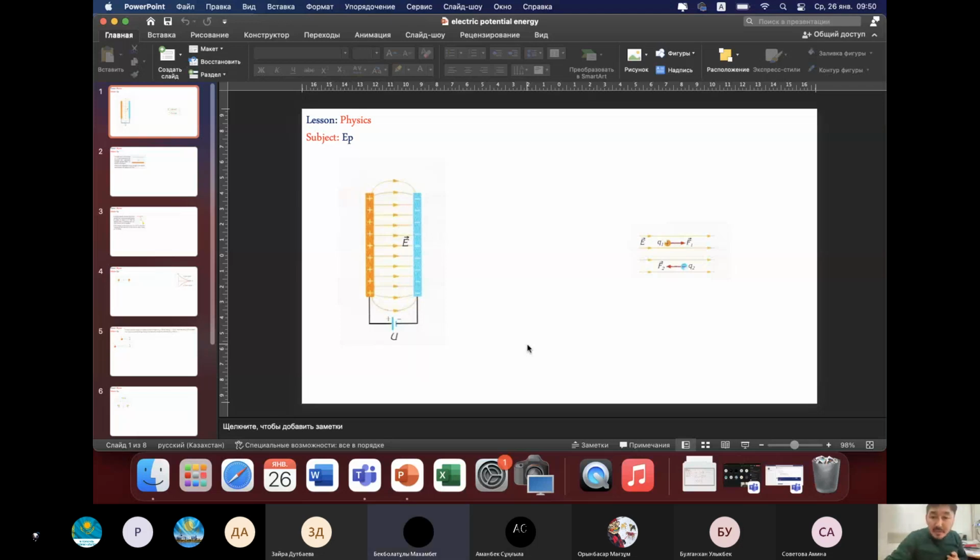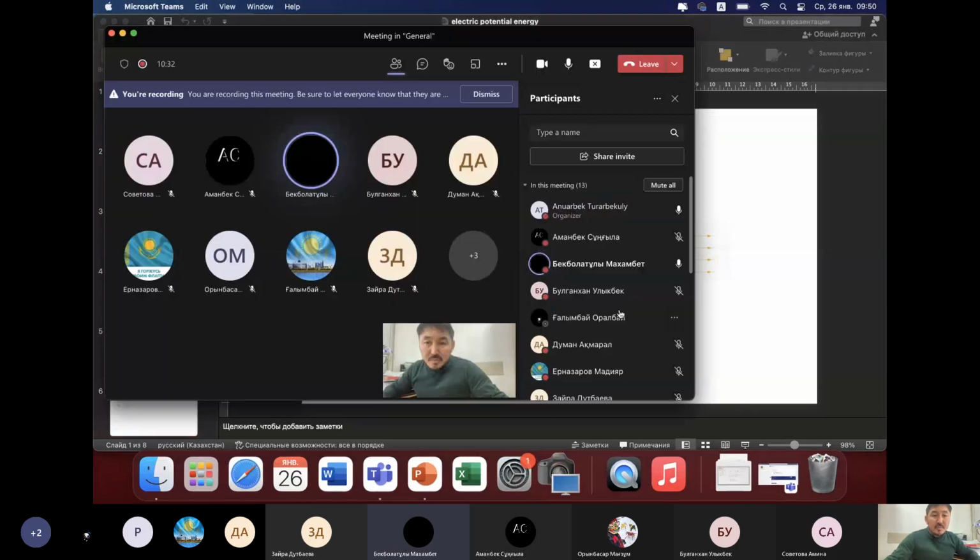Who? Mahambet. Okay. Electric field. We learned on the last lesson about electric field. Electric field is the region inside of which charges are under influence. The vector of electric field formula: E equals K times Q over d squared. Electric force equals electric field times Q2.